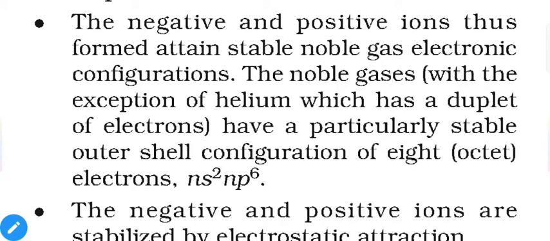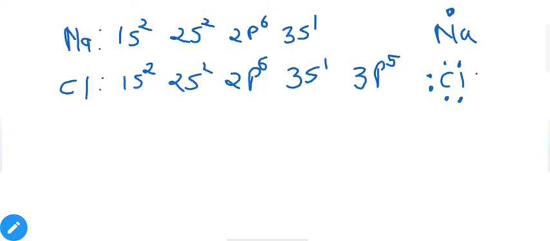Let us use the same example as before: sodium and chlorine. The electronic configuration of sodium is 1s2 2s2 2p6 3s1, and for chlorine it will be 1s2 2s2 2p6 3s2 3p5, and their Lewis symbols are mentioned next to them. As we can see, we have only one valence electron in sodium, so one dot around the symbol of sodium, and we have a total of 5 plus 2, 7 electrons around chlorine, so a total of 7 dots around the symbol of chlorine.